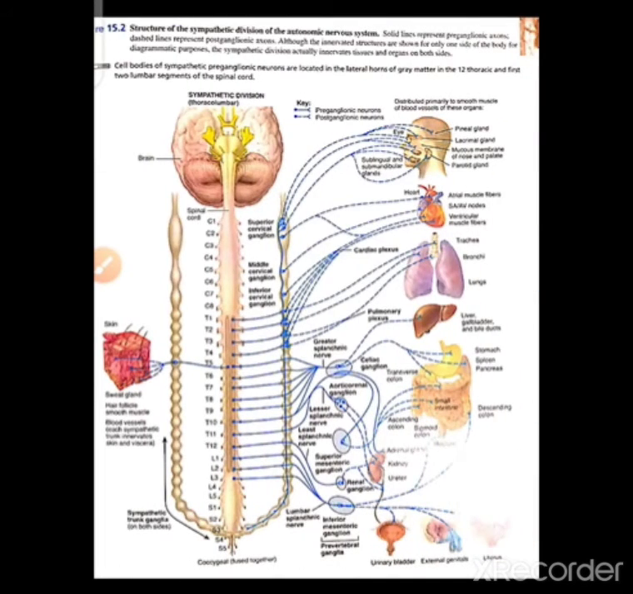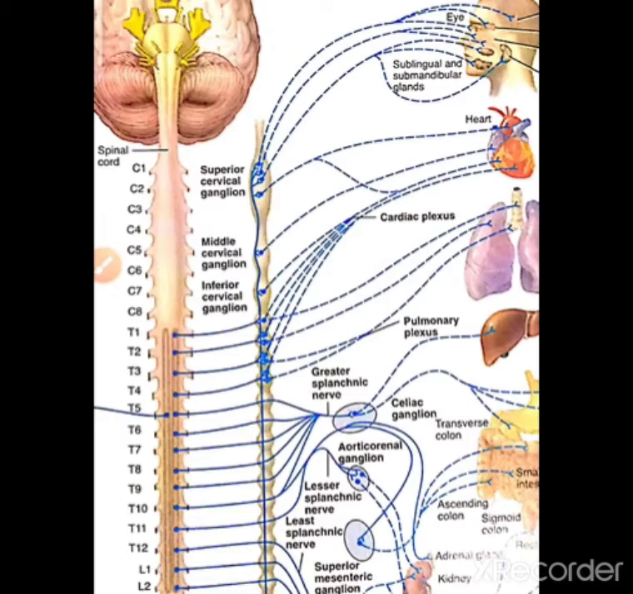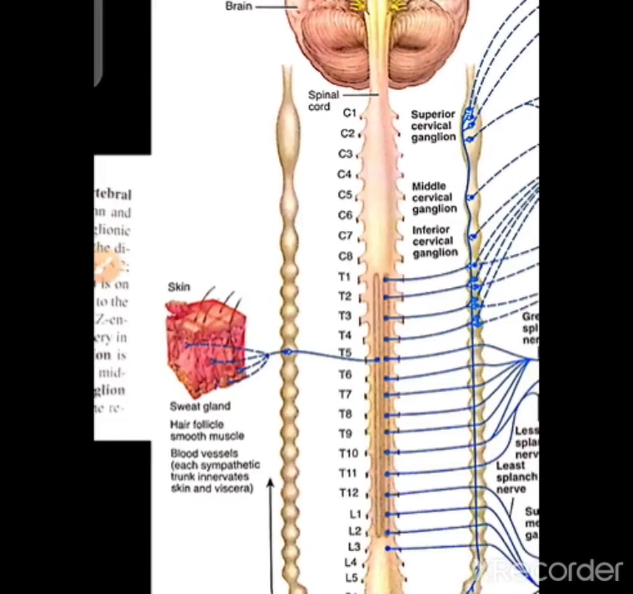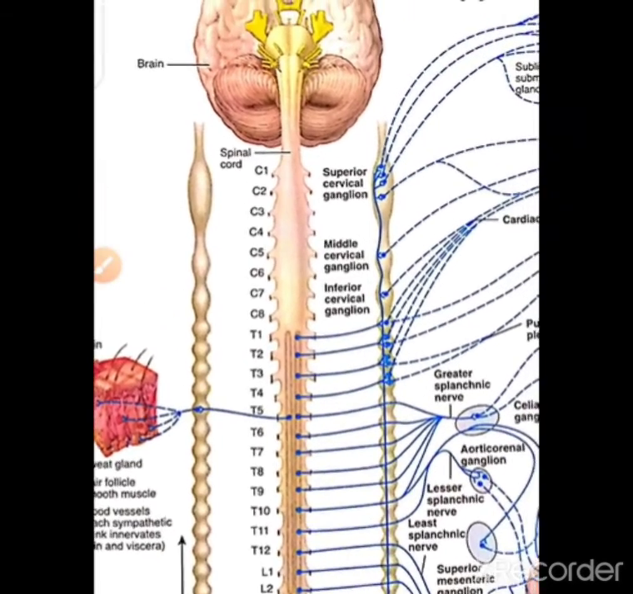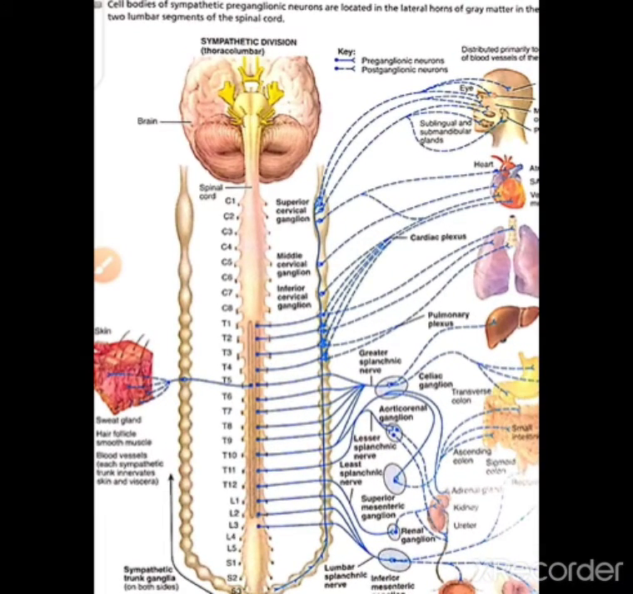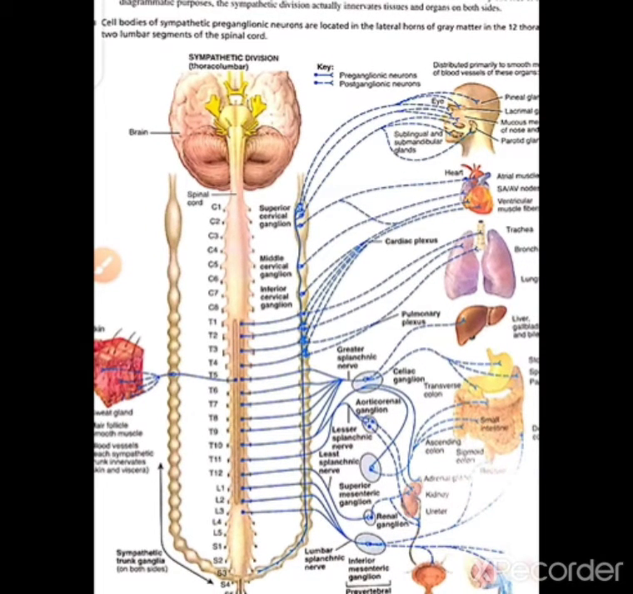Now see the prevertebral ganglia and the sympathetic trunk ganglia. Okay, see the structure of the sympathetic division of the autonomic nervous system. Solid lines represent the preganglionic fibers and the dotted lines represent the postganglionic fibers. Although the innervated structures are shown for only one side, the sympathetic division actually innervates tissues and organs on both sides.